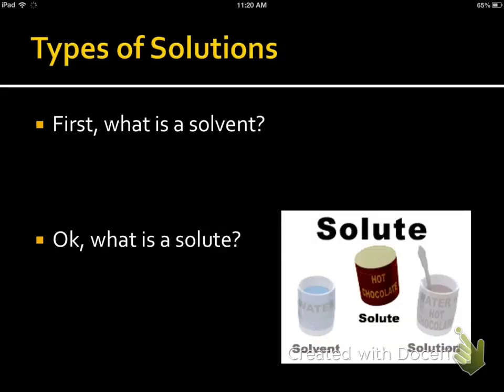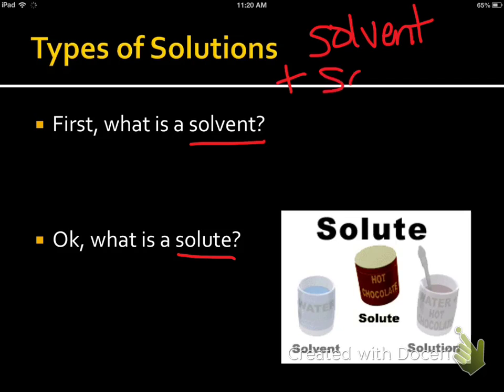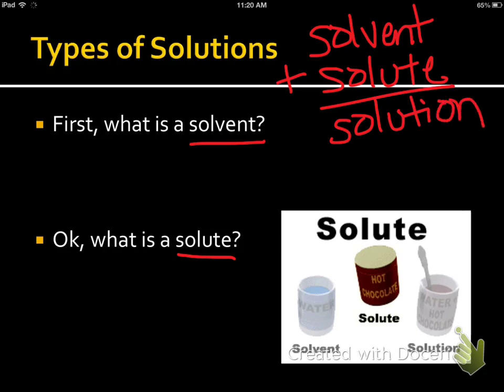All right, so solutions. Solvent, solute. These terms are going to come up a lot. Together, they make a solution. So solvent plus solute makes a solution. The best thing to do is look at this lovely picture down here of hot chocolate. Water is the solvent, the hot chocolate powder is your solute, and together, like I just said, they make a solution.